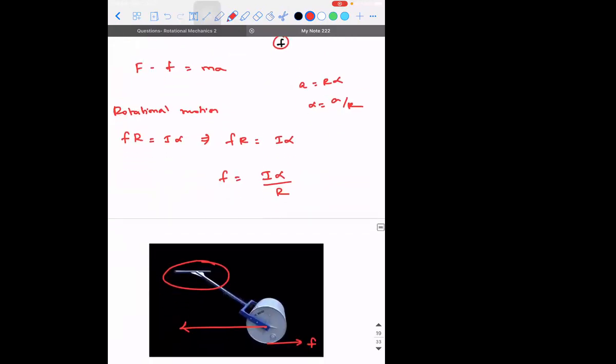So how to solve this? Capital F is equal to small f plus MA. So it is I into alpha divided by R plus M into A. So in the place of A, can I write it as R alpha? So I is MR square by 2 into alpha divided by R plus capital M into R alpha. Guys, tell me what is going to be the answer.